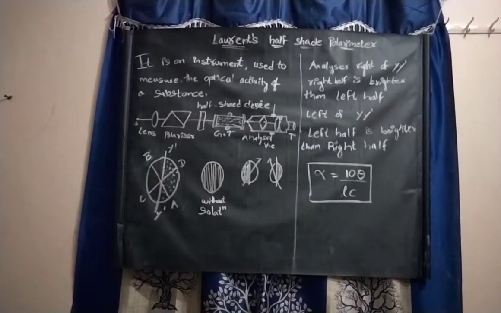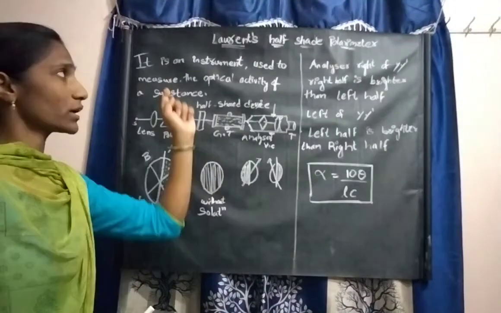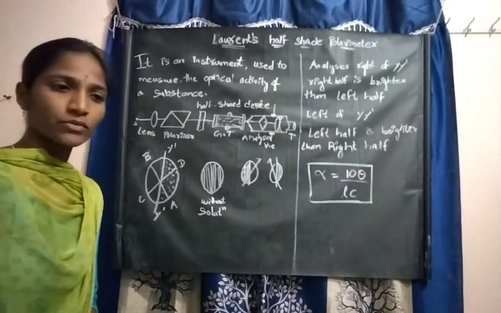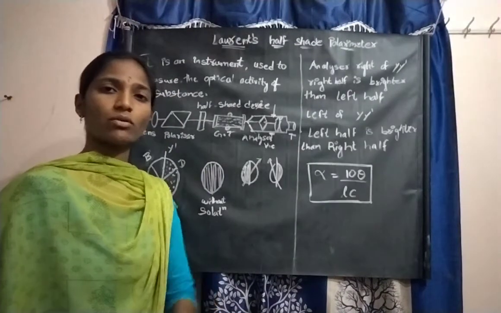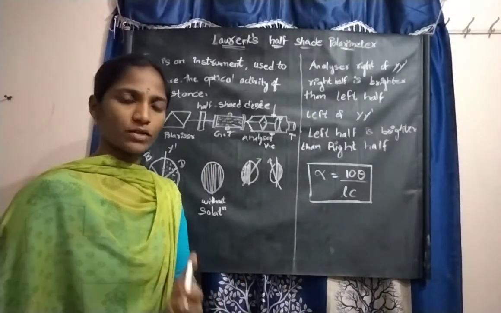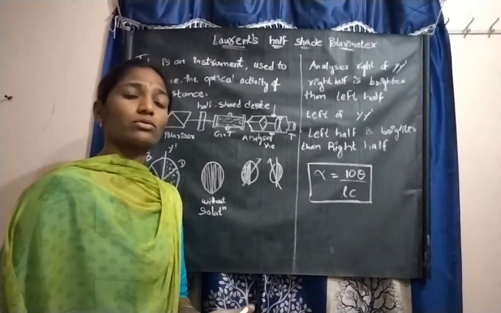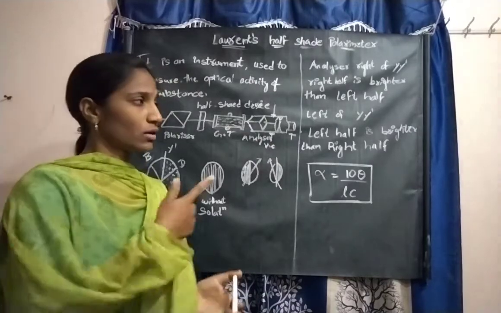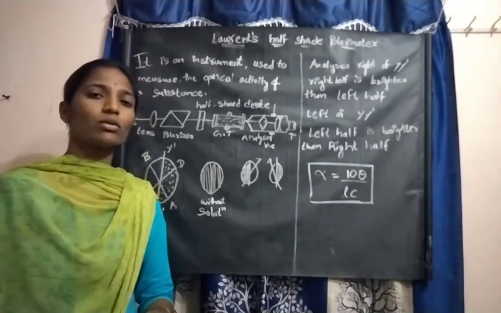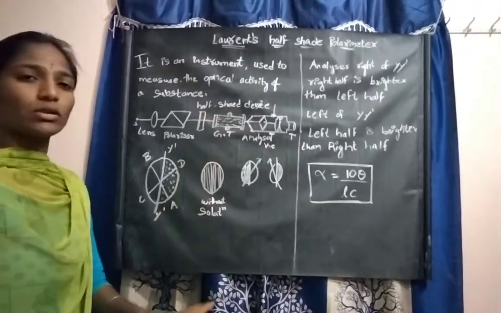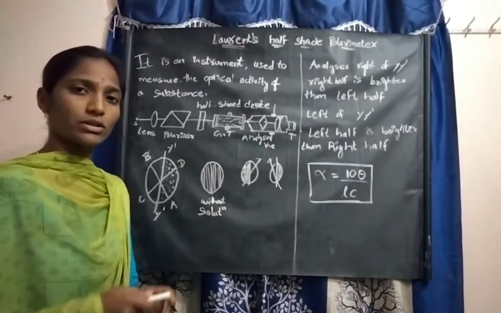So today the next topic is about the Lorentz half-shade polarimeter. In the previous session we saw optical activity, what optical activity is and how it is formed, and we also saw specific rotation. Today the theme is the Lorentz half-shade polarimeter.